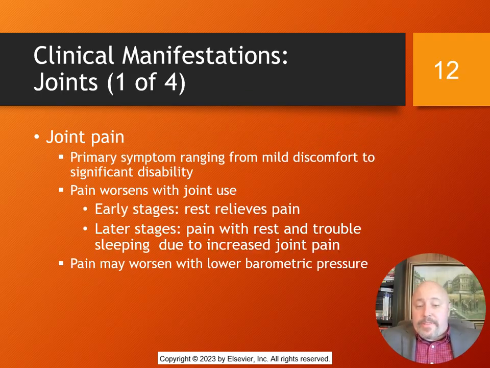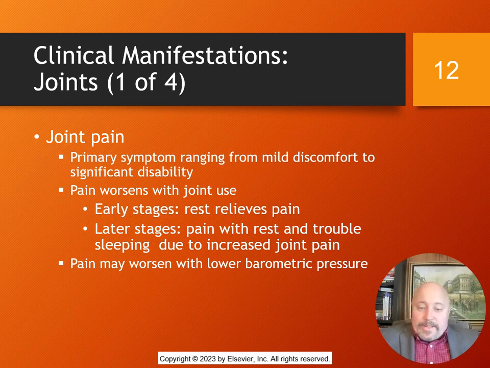Joint pain is going to be that hallmark sign. It's that primary symptom ranging from mild discomfort to significant disability. And this pain is going to worsen. In the early stages, it will be relieved with rest. But as it slowly progresses, there is pain with rest and trouble sleeping due to increased pain. And the pain may worsen with lower barometric pressures as well.